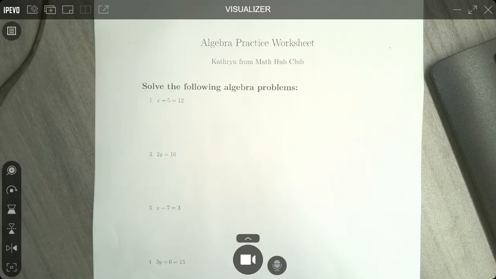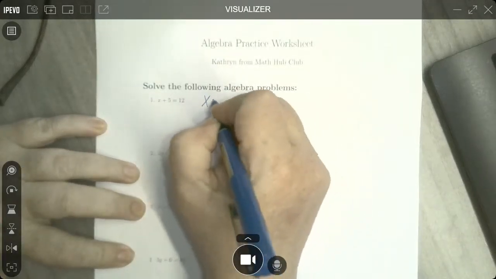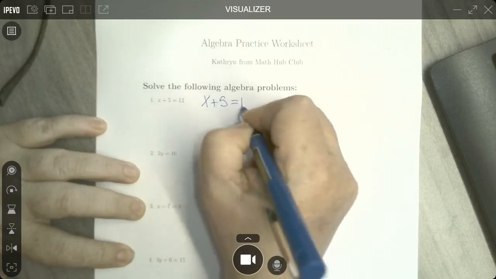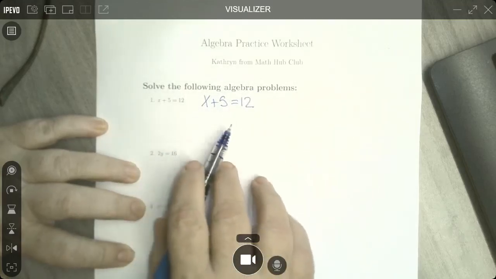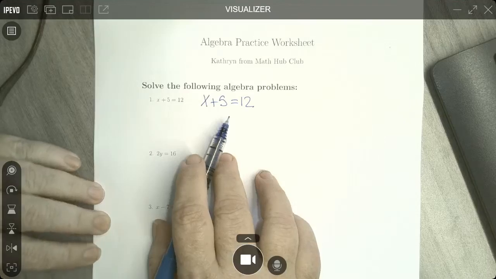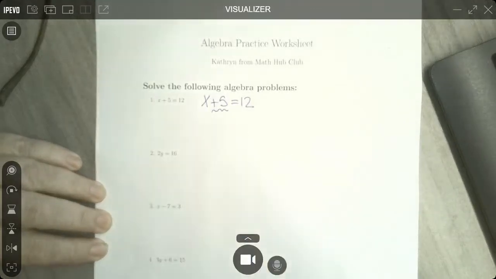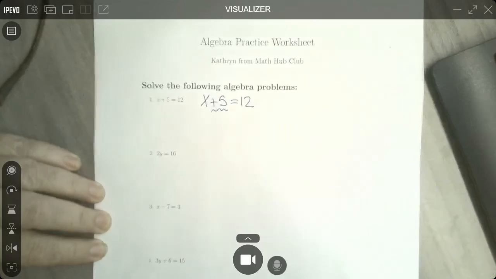Let's get started. The first one says solve the following algebra problems. I'm going to write it a little bit larger so everybody can see. We have x plus 5 equals 12. Now the whole purpose of algebra is we want to solve for x. We want to get x by itself. I have a plus 5 here, and I want to get rid of that. So what's the opposite of adding 5? Subtracting 5, you're right.